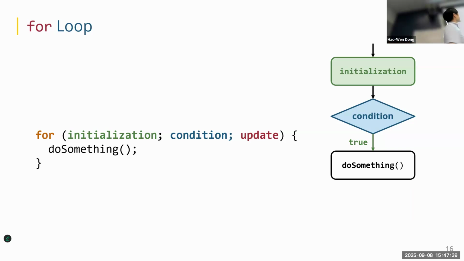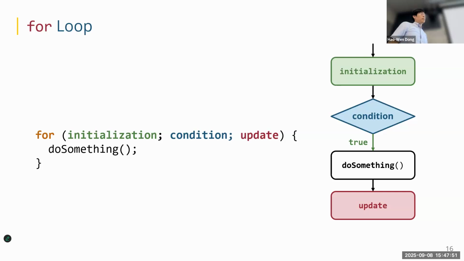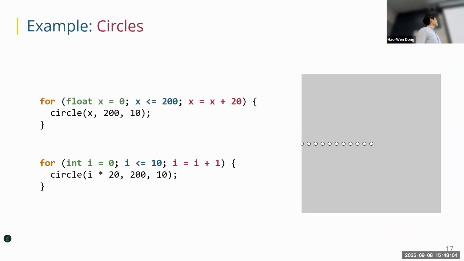And the update will always be executed after the do-something, the whole loop block. At the end, you will update. That update could be anything. And then you go back and check the condition. If it's true, you keep doing that, keep updating, keep incrementing your numbers until it's no longer true. So these are some different ways of doing a for loop.